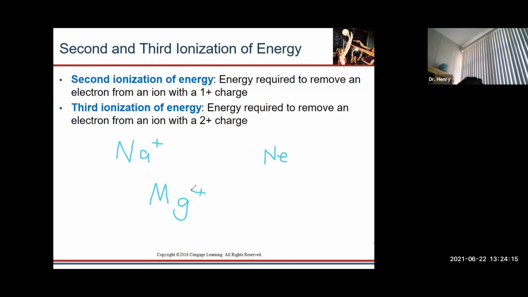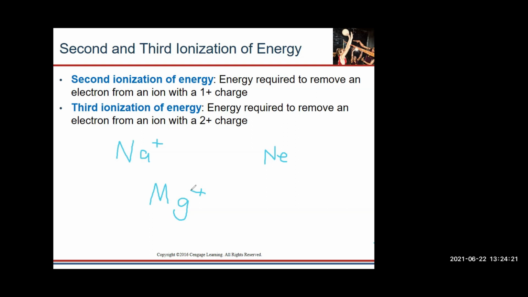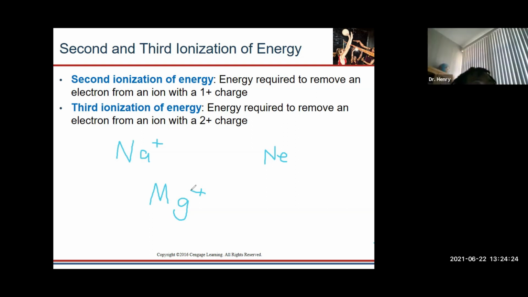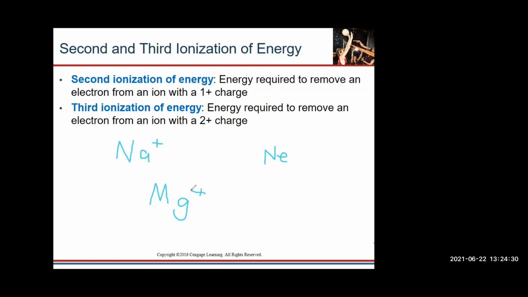Where's Mg located at? Group what? Group 1, group 2, group 3, group 4, group 5, group 6? Group 2. How many electrons does Mg need to lose to be like the noble gases? 2. It needs to lose 2 electrons.